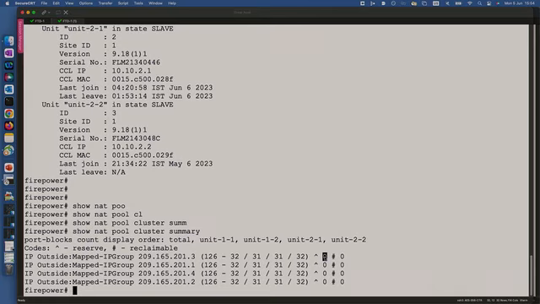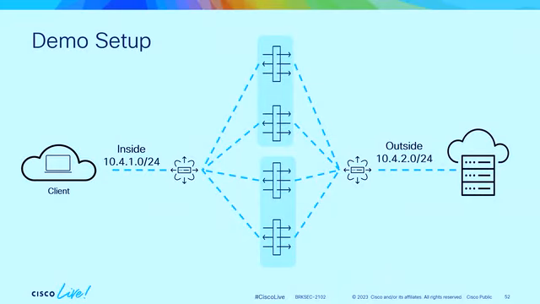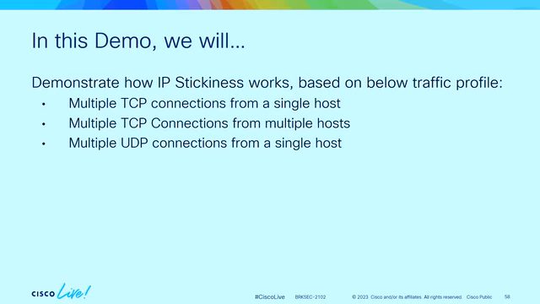And now let's move on to the second part of this demo. In the second part, I will show you how IP stickiness works based on the below traffic profiles. First one, with multiple TCP connections. Second one, with multiple TCP connections from multiple hosts. And the third one, with multiple UDP connections.